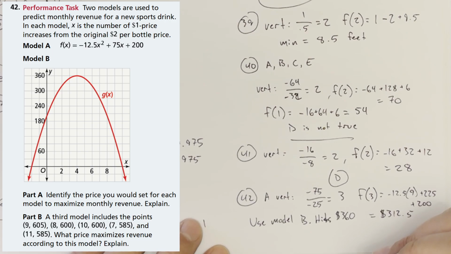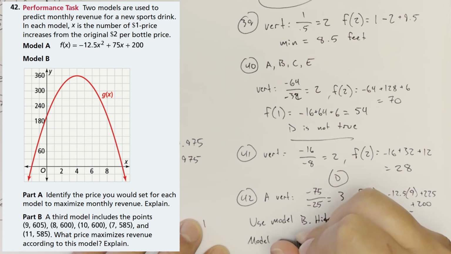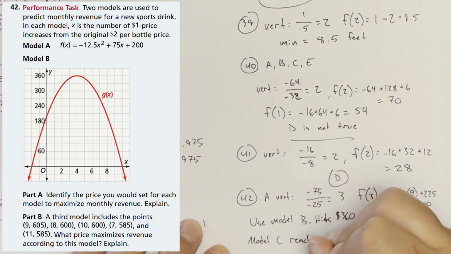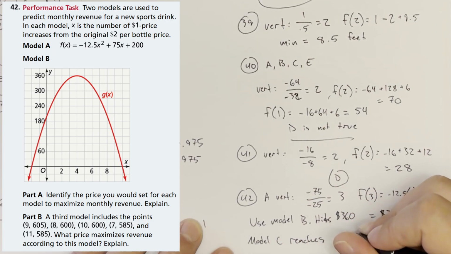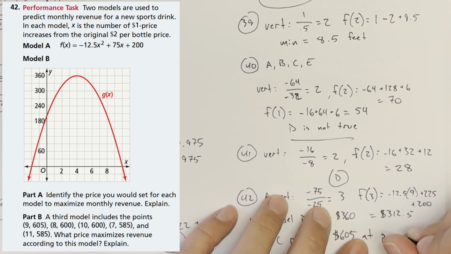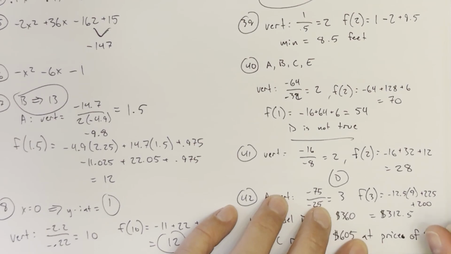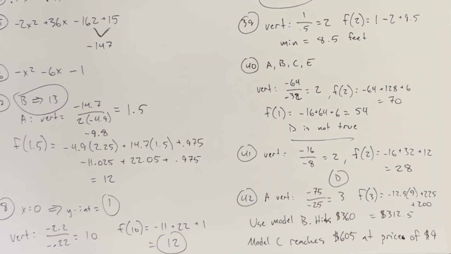And then finally, a third model includes these points. And it says what price maximizes revenue according to this model. So if you look at them, we have 600, 600, 585, 585. Those are the y values. And then 605 in the middle. So it reaches its maximum at $9 per, what are we selling? Sports drink per bottle. So $9. So that's our maximum. And that's it.